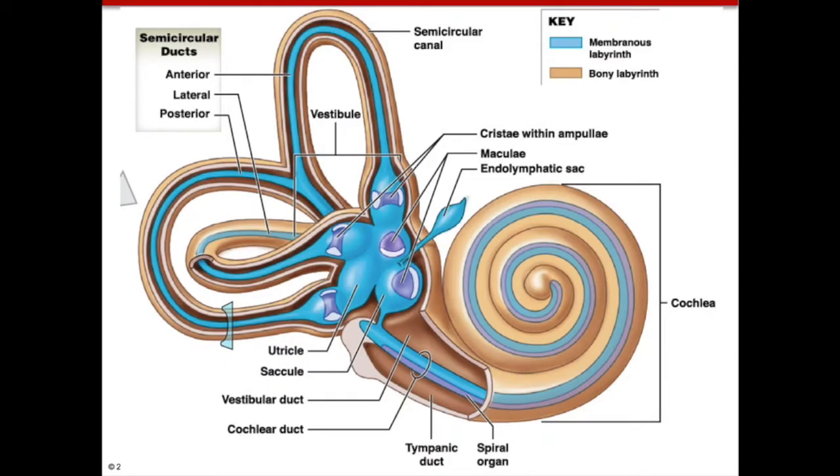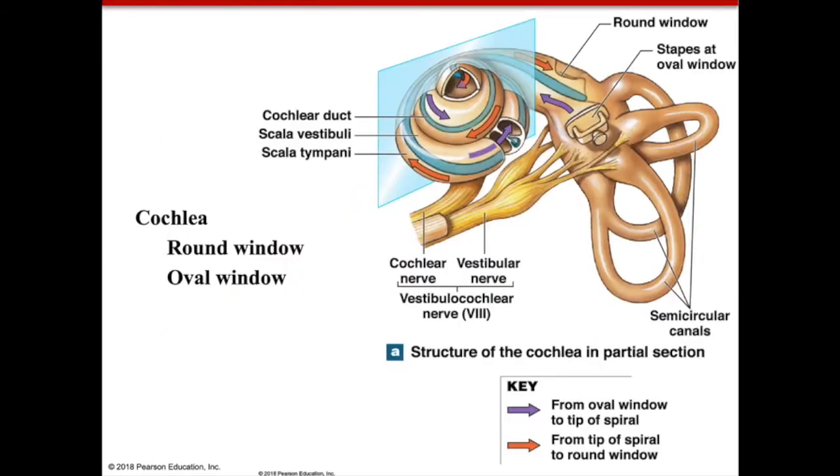So this is what a cochlea looks like. You see that the outer part is bone, and the inner part is the membranous labyrinth. The cochlea has two openings. One is called the round window, the other is called the oval window.